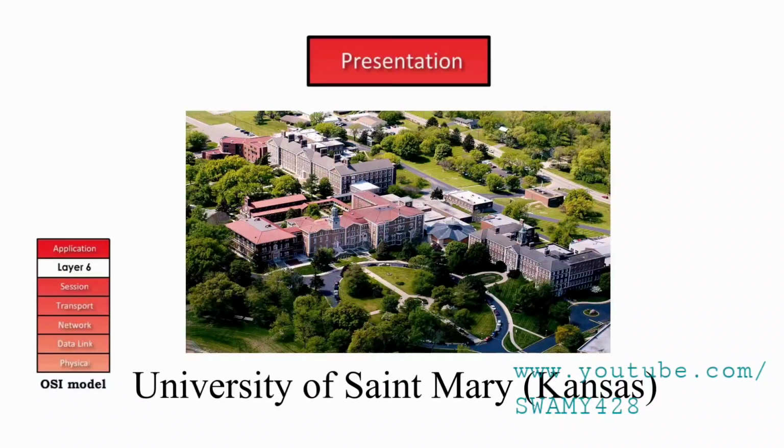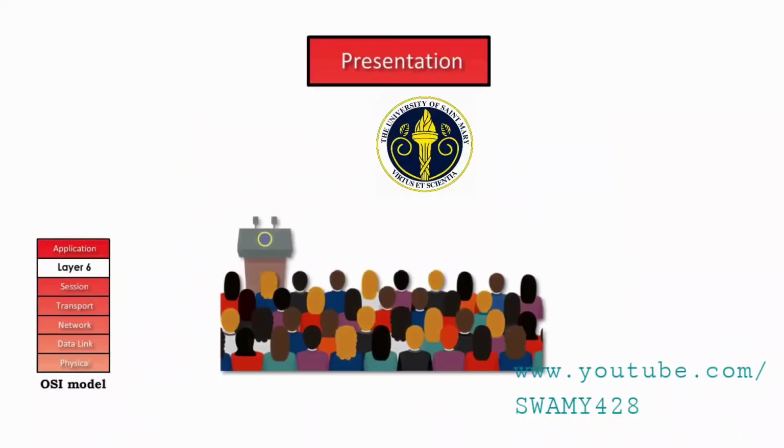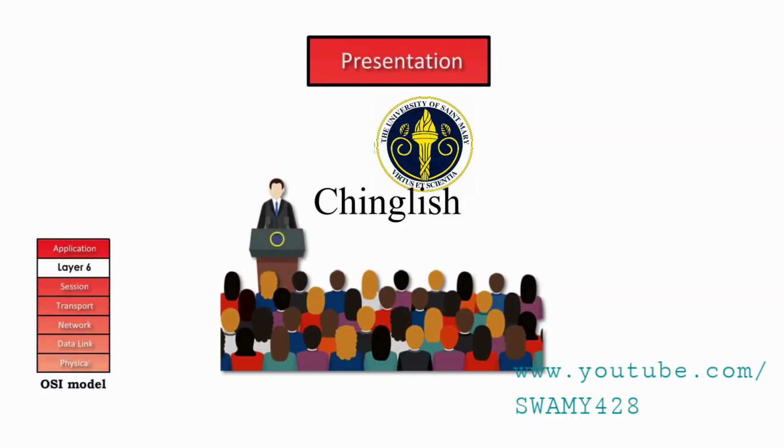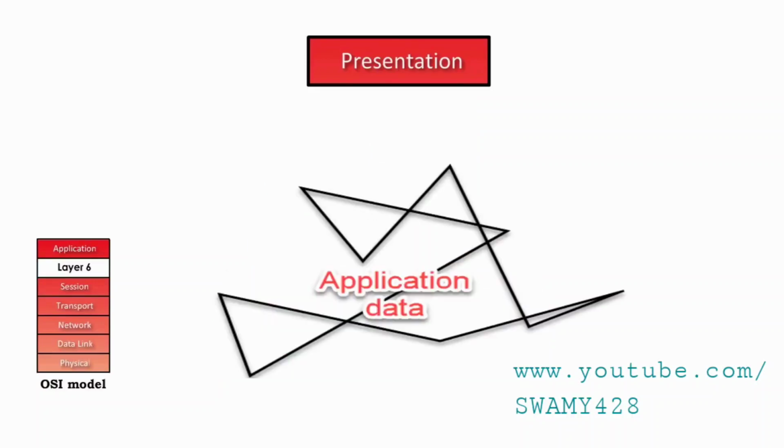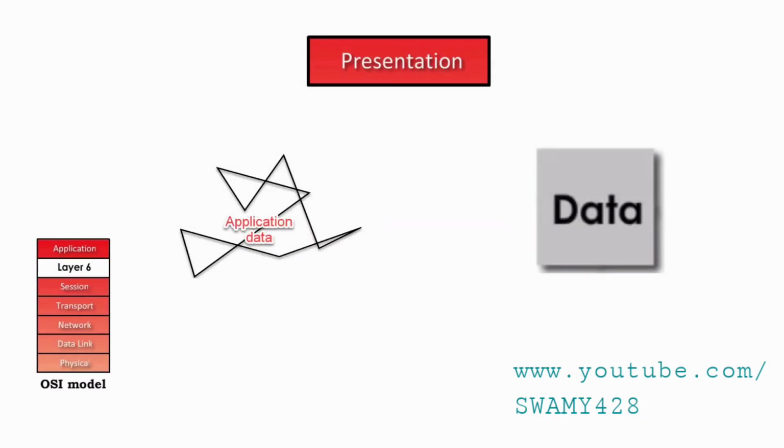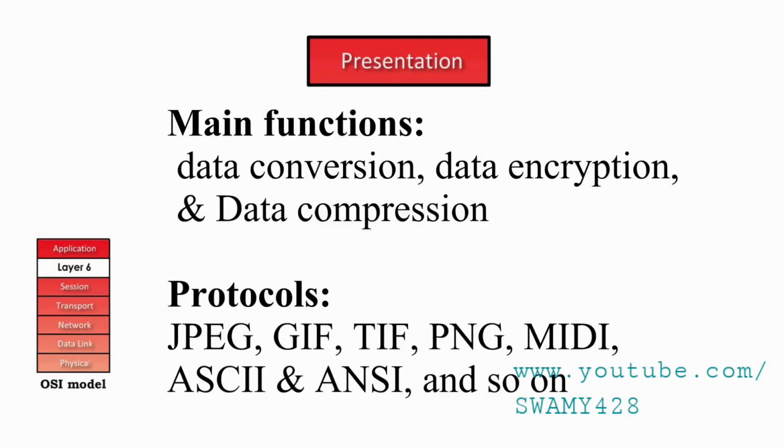Another example, as a professor at the University of St. Mary in Leavenworth, Kansas, I must speak English, or at least Chinglish. Otherwise, my students would complain. If I use an irregular shape to represent the application data, the presentation layer would change it to a square which everyone is familiar with. Therefore, the main functions of this layer's protocols are basically data conversion, data encryption, and data compression.